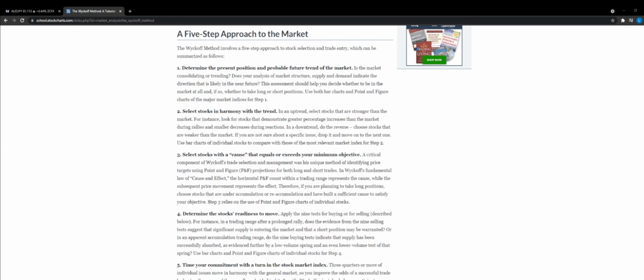Step 3, look for assets with sufficient cause. Now, are there enough reasons to enter a position? Is the cause strong enough that makes the potential rewards worth the risks? And then step 4, we have determine how likely is the move. So is this asset ready to move? What is its position with the bigger trend? What do price and the volume suggest? And this step often involves the use of Wyckoff's buying and selling tests, right?